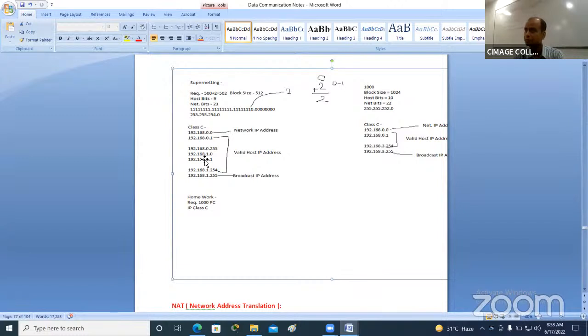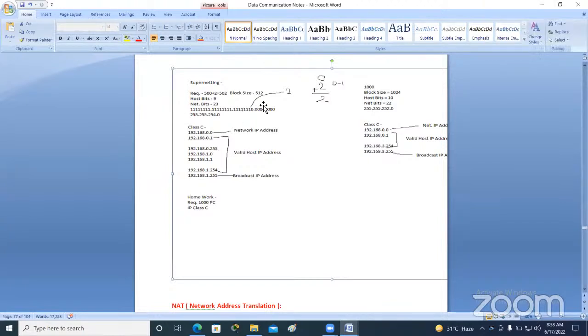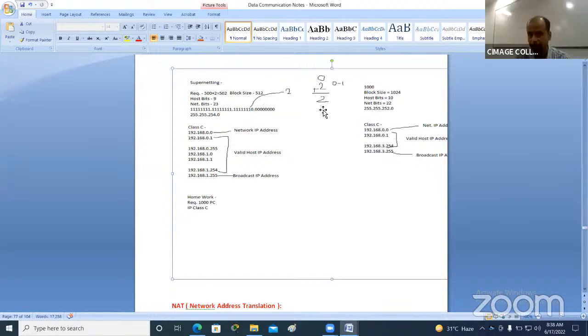Suppose that we have to connect 1000 machines. Fine, the second example. For 1000 machines, we will take one more bit from the network bits. In that case, the first value will be 4. Then, as per the addition, 0 plus 4: the first range will be 0 to 3, the second range will be 4 to 7, the third range will be 8 to 11.